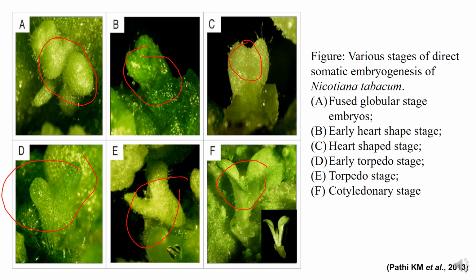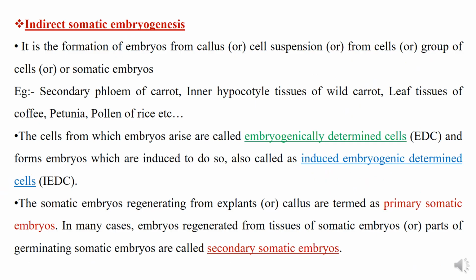Here we are not observing any callus formation; we have to remember this in the case of direct somatic embryogenesis. Coming to indirect somatic embryogenesis. Indirect somatic embryogenesis can be defined as the formation of embryos from the callus or cell suspension, or from cells or a group of cells, or from the somatic embryos.